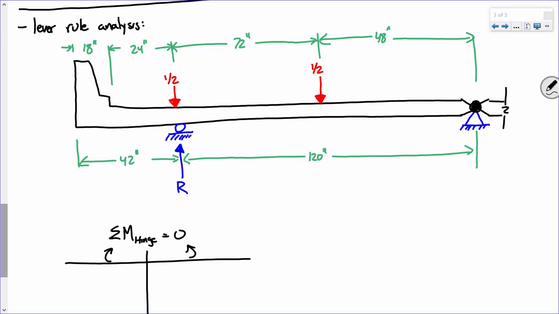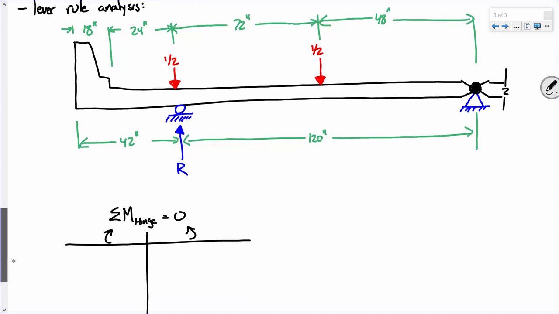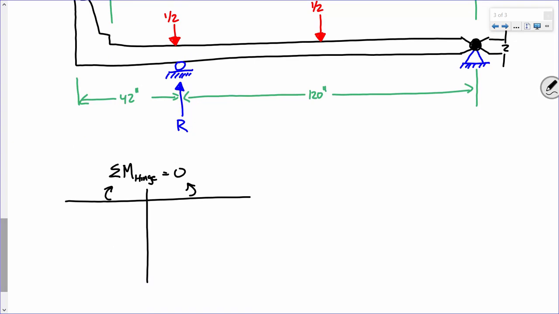Then I draw myself a little table, and I say everything spinning that way has to equal everything that's spinning that way. So I'm looking at this hinge, and I just write my moments where they go. I start here. I've got this 1/2 generating moment like that, right? From that hinge, it's at a distance of 48 inches. So at that hinge, going like that, that's 1/2 times 48 inches. Then the next one is 1/2 at a distance of 120. And then to resist that, I must have a reaction at a moment arm of 120 inches. Make sense?